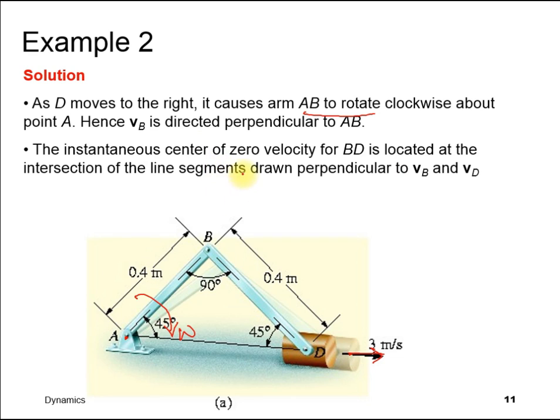Hence VB is directed perpendicular to AB. So that means there is a velocity over here acting perpendicular to AB. So this is 90 degrees. The instantaneous center of zero velocity for BD is located at the intersection of the line segments drawn perpendicular to VB and VD. So this is VB. We need to draw a line over here, 90 degrees. Okay, drawn. And then from D over here, again draw a line perpendicular to VD, because this is VD.